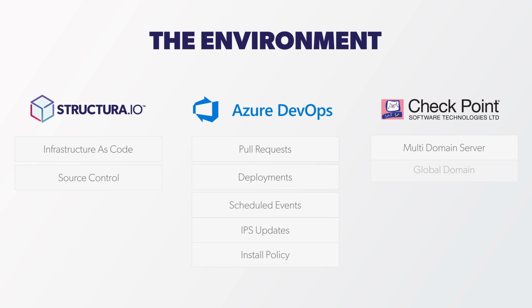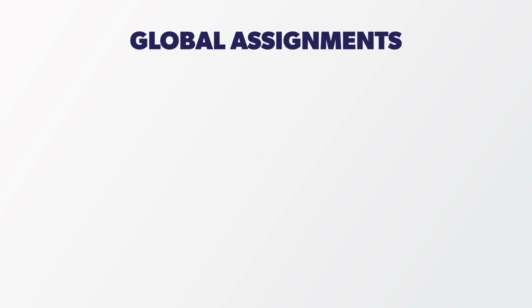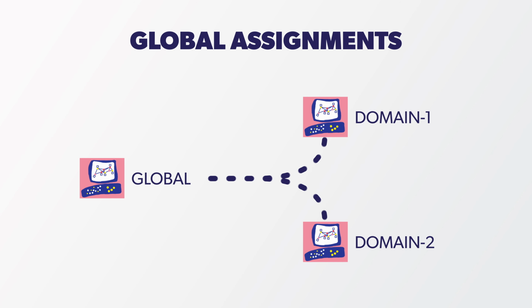The Check Point devices are deployed on-prem and are configured as a multi-domain server deployment, containing domains named global, domain 1 RAT1, and domain 2 RAT1. We are using global assignments in Check Point to push objects to domain 1 and domain 2. This requires the domains to be deployed in a specific order.